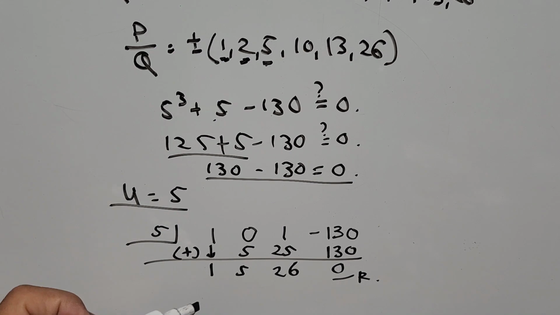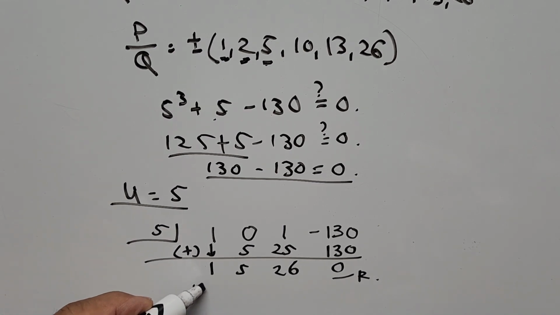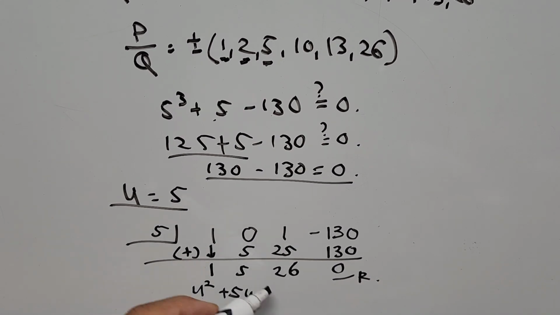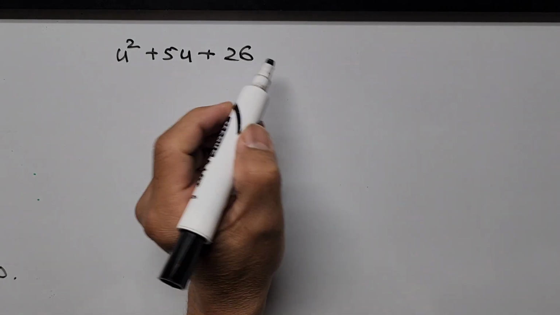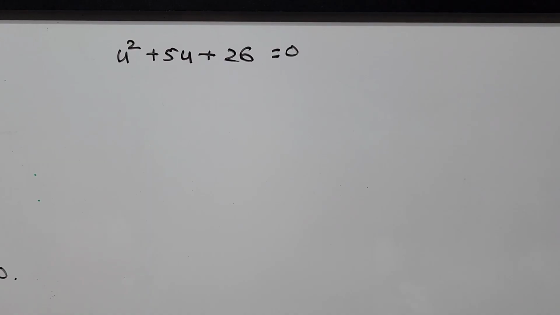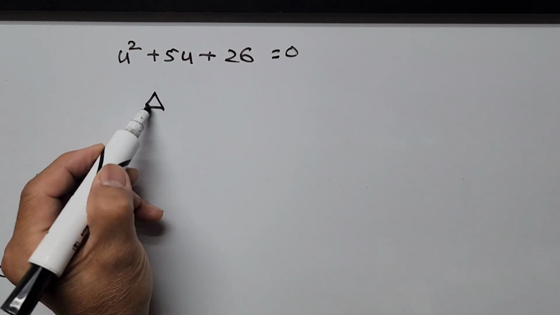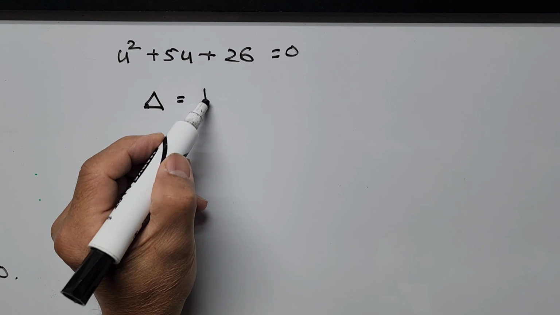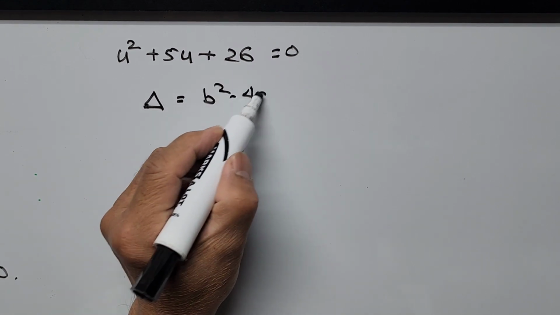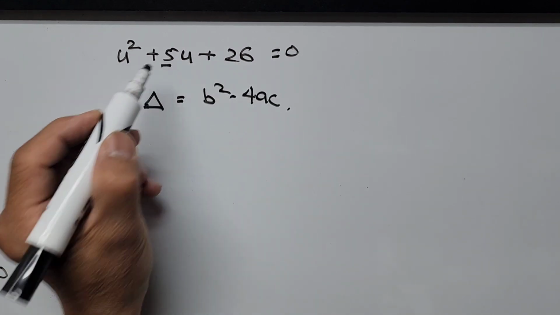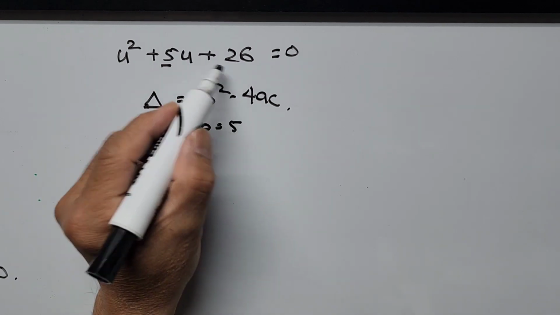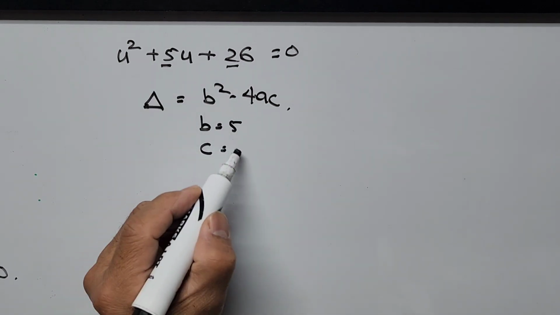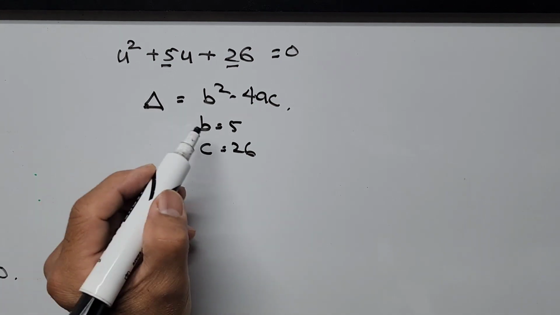So we have now 1 as coefficient of u squared. From u cubed down 1 degree. So this is now 1u squared, then plus 5u plus 26. So this is the other factor of the cubic equation. Let's equate this to 0. So first, let's find the discriminant. The discriminant is equal to b squared minus 4ac. And here, b is 5, c is 26, and a, by the way, is 1. So a is 1.